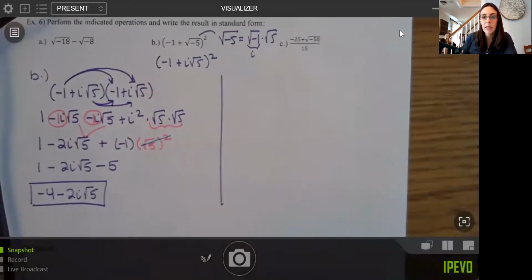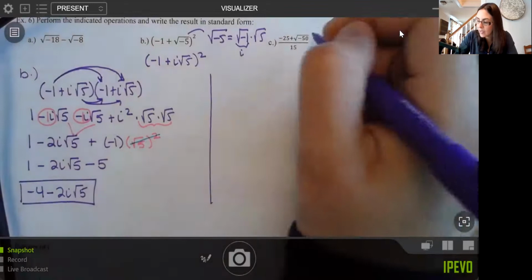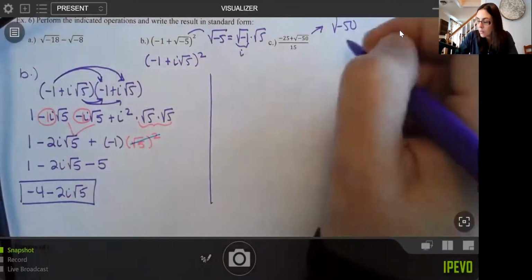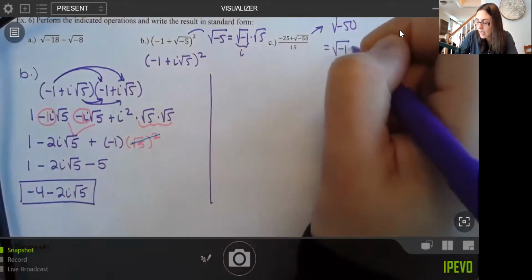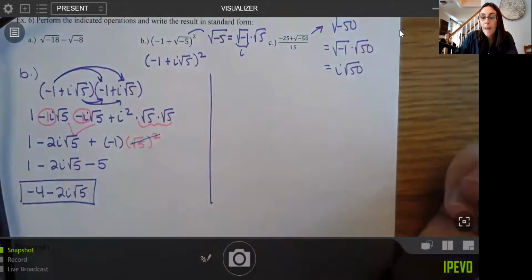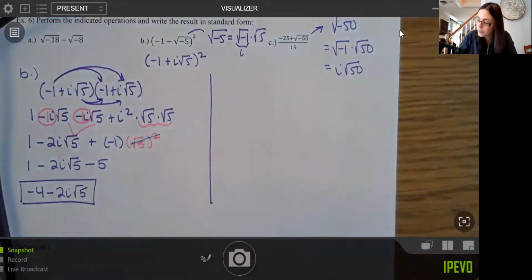So let's do C here. And again, I'm going to just jump in and fix this √-50. So that is the square root of -1 times √50. So you have i√50. But that √50 can be broken down.